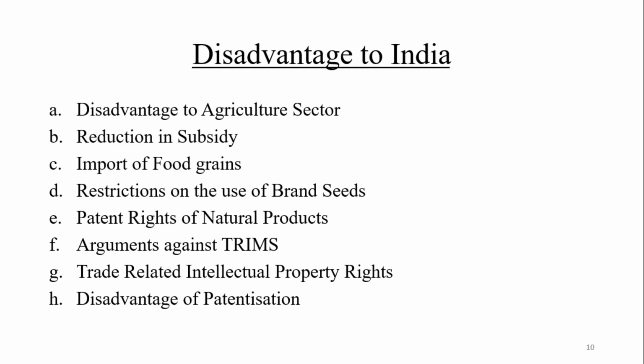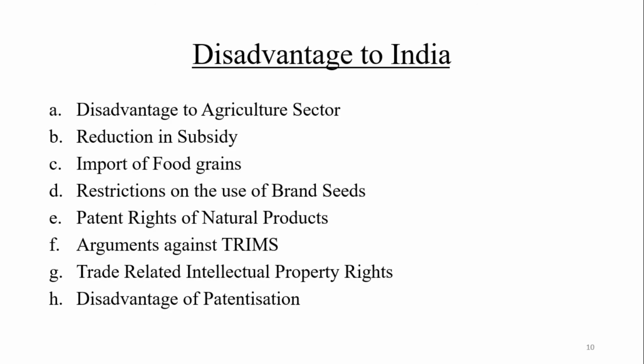Fifth, patent rights of natural products. If foreign MNCs took initiative and secured patent rights over minor natural products of India, it may lead to serious consequences for Indian agriculture. For instance, neem can be used for making soap, toothpaste, medicine, etc. Similarly, there is a large demand of isabgol in foreign countries. Their foreign patent may prove very expensive for India.